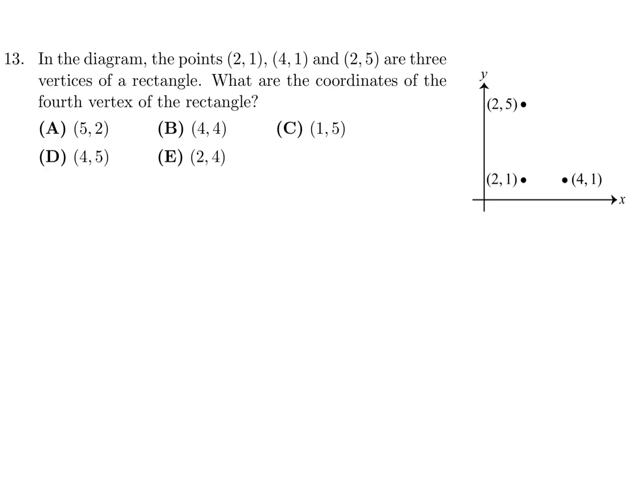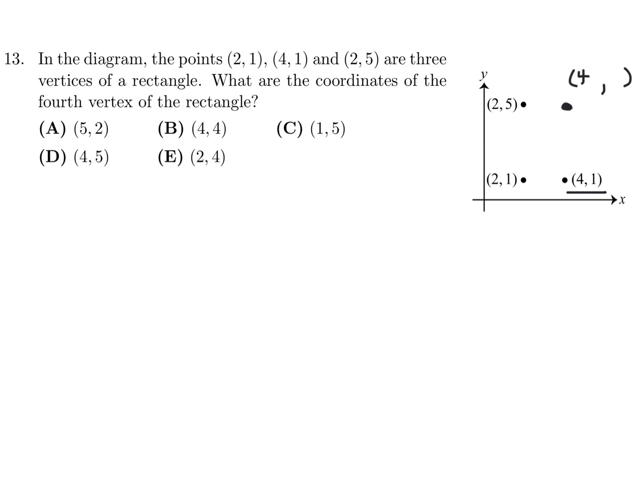In the diagram, points (2, 1), (4, 1), and (2, 5) are 3 vertices of a rectangle. What are the coordinates of the 4th vertex? Okay, so the 4th vertex obviously is here. And let's see what that would be in terms of coordinates. Well, its x-coordinate would be the same as the x-coordinate there because you're just going straight up. So that's going to be a 4.